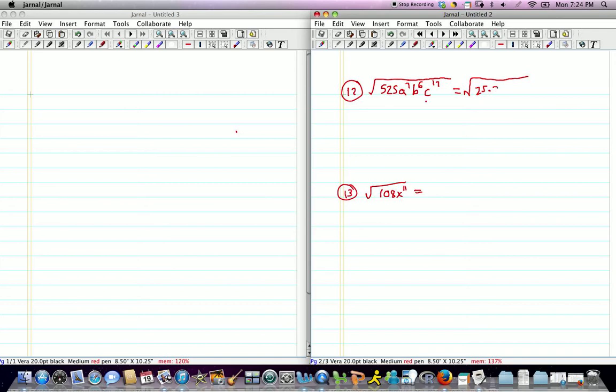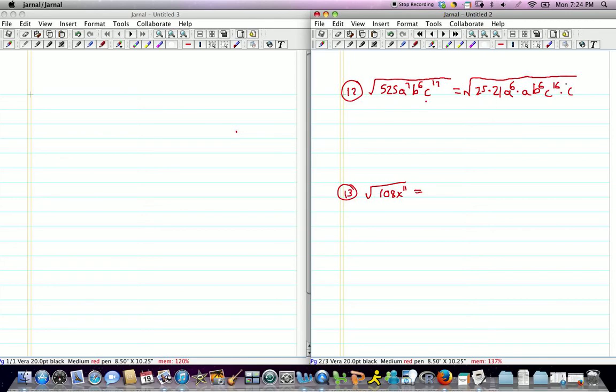25 is a perfect square. That goes in there. Right? A to the 7th is not a perfect square, but a to the 6th is. So a to the 6th times a will work. B to the 6th is already a perfect square, so I leave it alone. C to the 17th is not, so I go c to the 16th times c.